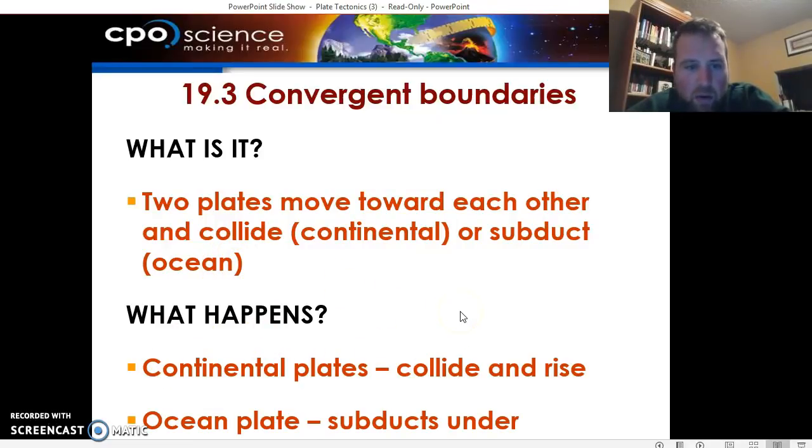Continental plates, they collide and rise. And if it's in the ocean, one plate will actually go underneath the other one, and we'll create what we call a subduction zone. So pause the video now and get all of this written in your notes on the back of your sheet.